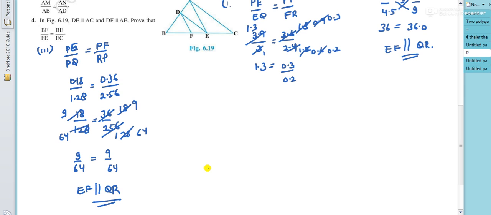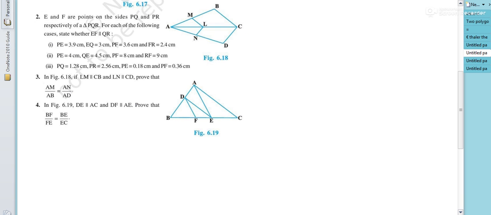Now moving to the next question. Coming to question number 3. In figure 6.18, where is it? Here, so this is the figure. LM is parallel to CB, and LN is parallel to CD. Prove that AM by AB is equal to AN by AD. Where is AM? Here, AM by this AB is equal to AN by AD.